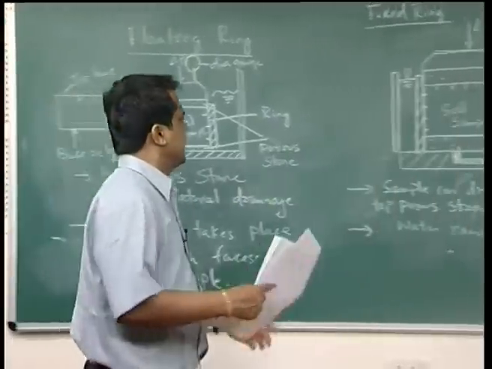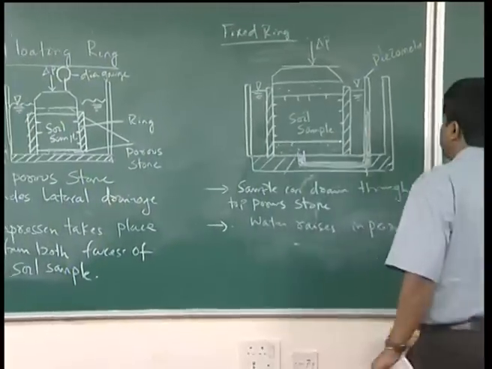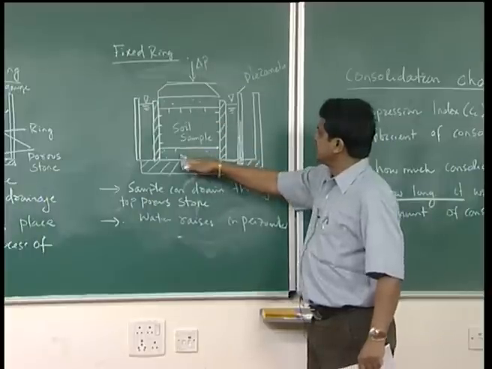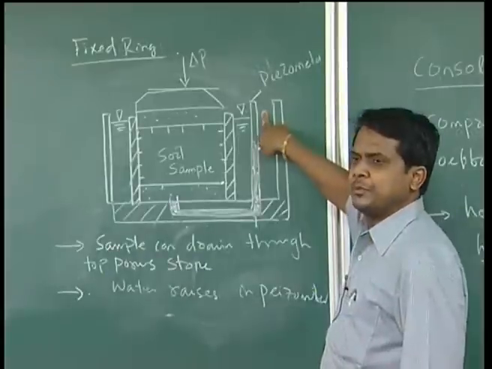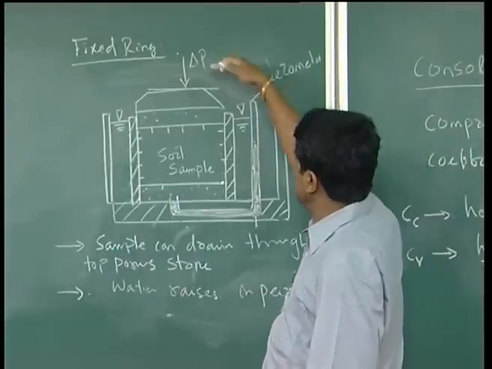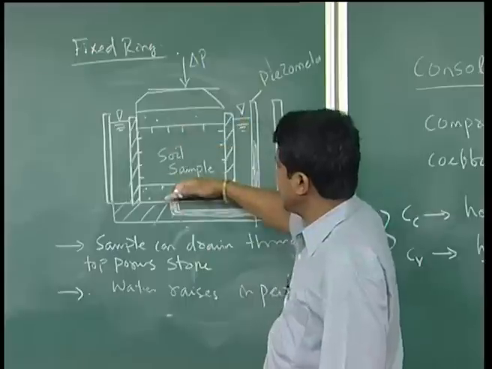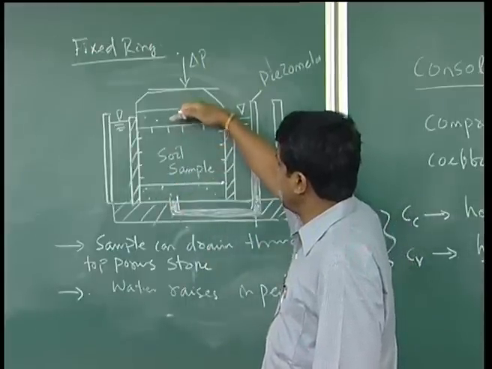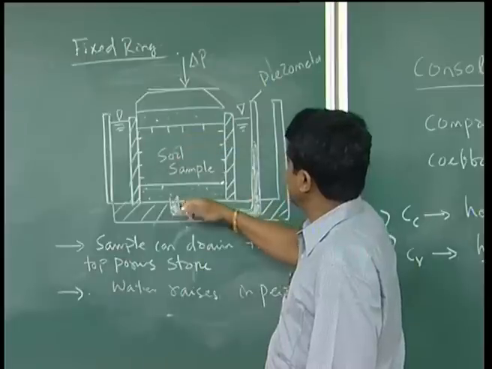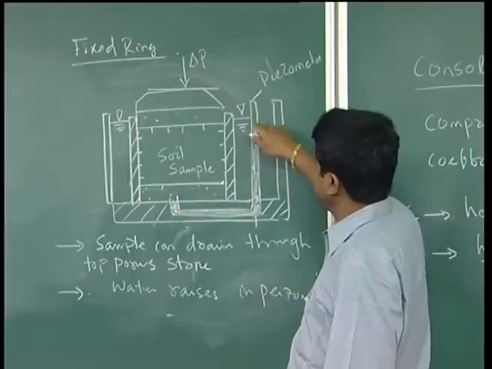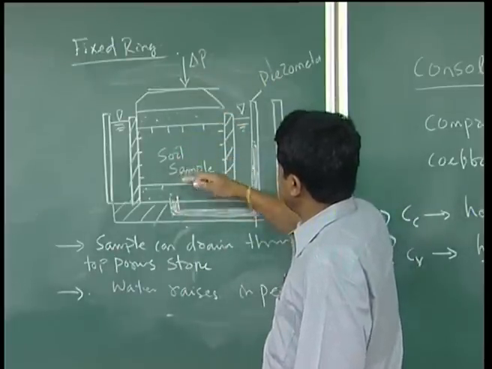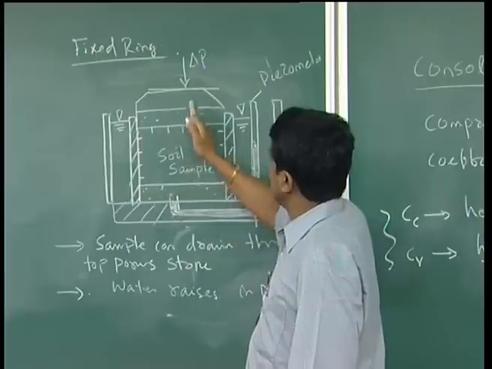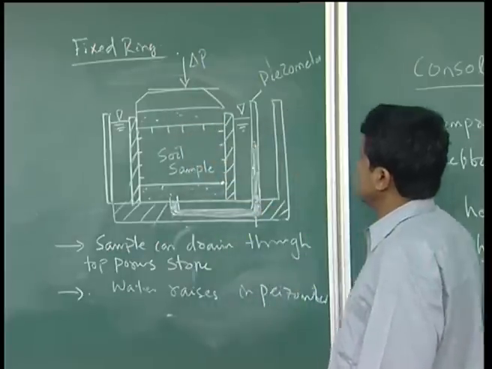In the case of the fixed ring, the ring is fixed at the base. This is my base, the ring is fixed, and a piezometer has been attached. Once load is applied here, because the base is fixed, drainage can occur only at the top porous stone. This is connected with the piezometer, where water is there. Once load is applied, flow starts from the top porous stone.